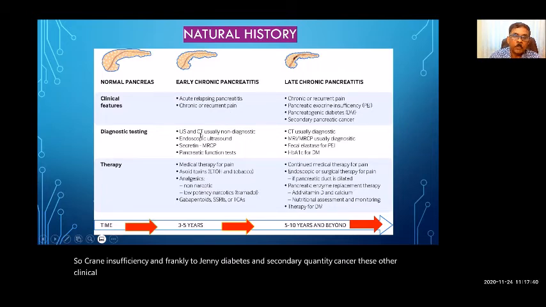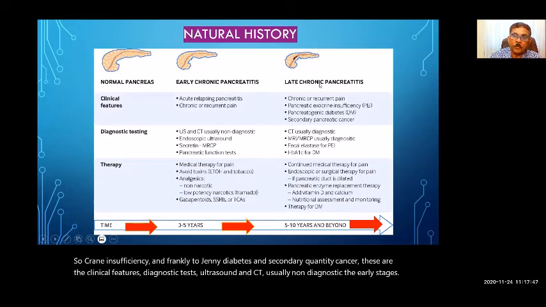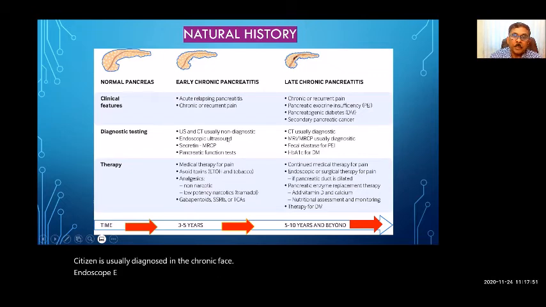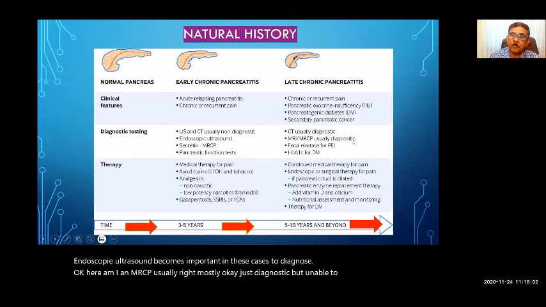Diagnostic tests: ultrasound and CT are usually non-diagnostic in the early stages. CT scan is usually diagnostic in the chronic phase. Endoscopic ultrasound becomes important in these cases to diagnose. Okay, here MRI and MRCP are usually diagnostic. They are just diagnostic, but not therapeutic.